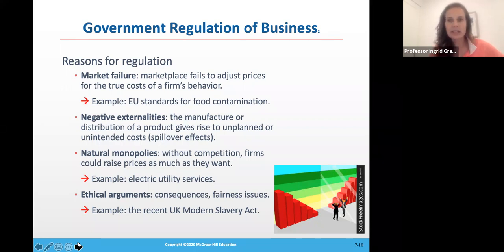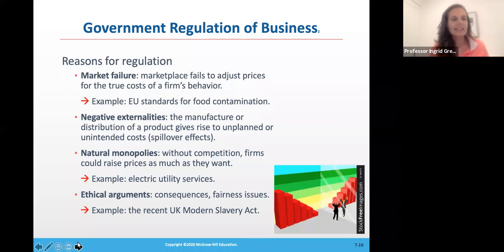And then the last one on this slide is ethical arguments, consequences, and fairness issues. As I briefly spoke about already, there's a little bit of overlap in these ideas, but this is where the UK Modern Slavery Act came into play. The nail salons, which we'll study again in this course, the employees in the nail salons weren't being treated fairly. They had very long hours and very low pay. And so the government came in and said, okay, we need to have some sort of regulation making sure that these people are treated fairly in the workplace.